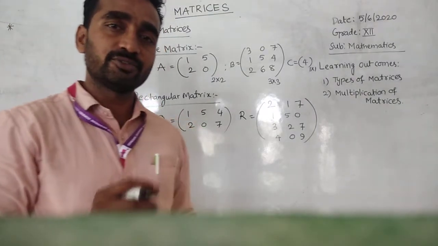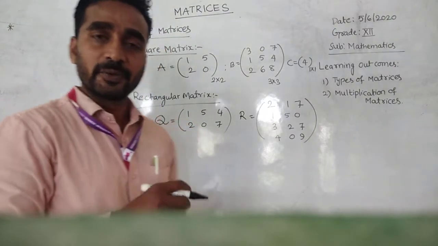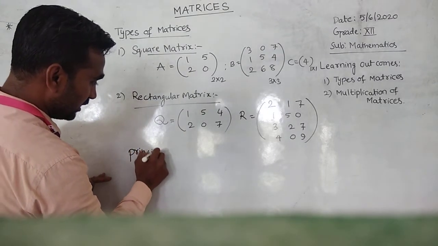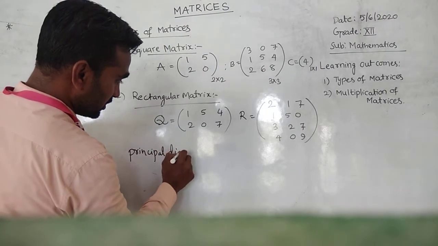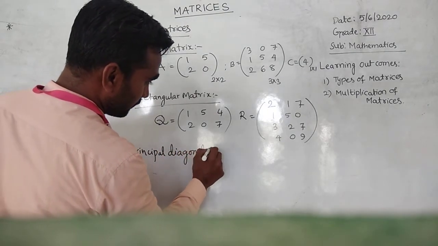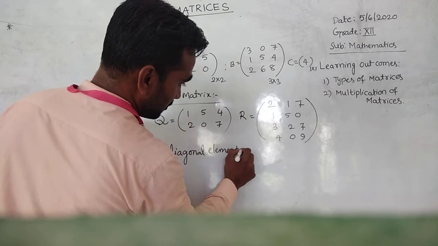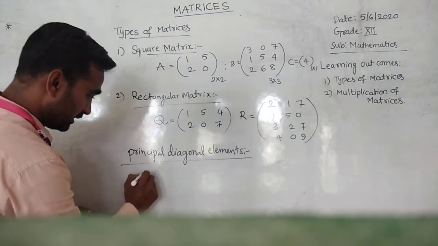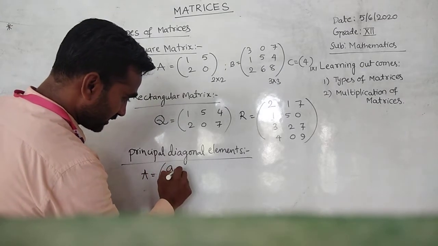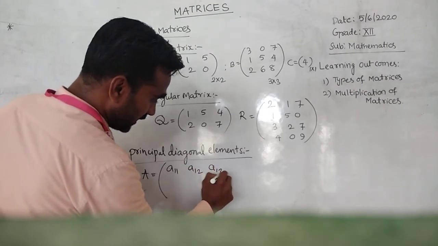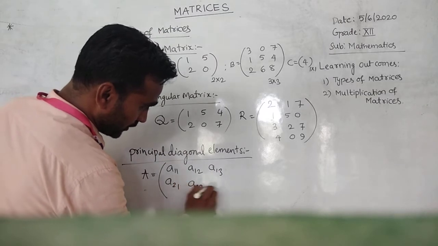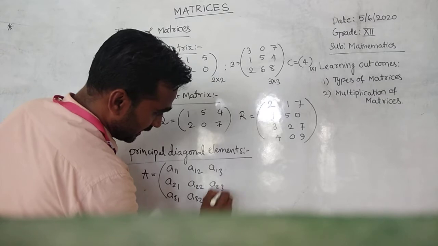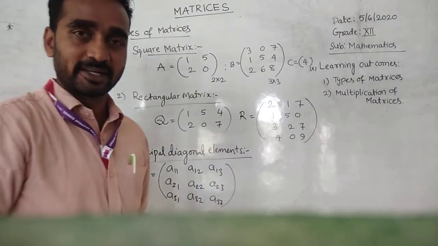Before knowing the diagonal matrix, you have to know what is meant by principal diagonal elements. See here, consider a 3 by 3 square matrix A with rows A11, A12, A13 and A21, A22, A23 and A31, A32, A33. It is a 3 by 3 square matrix.